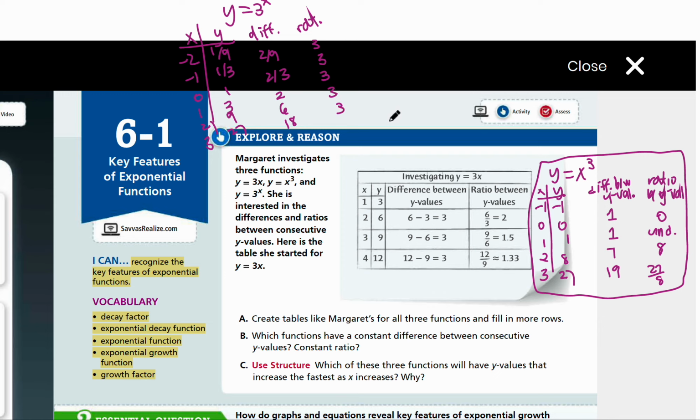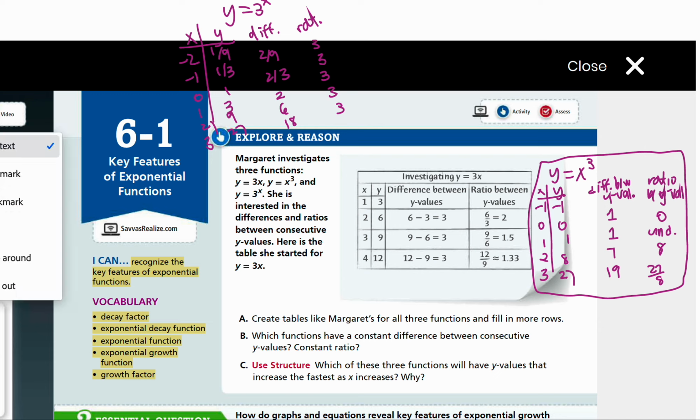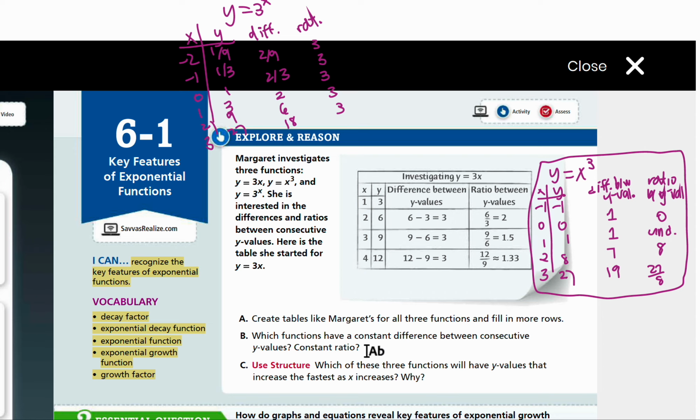So you notice something, right? Part B, which functions have a constant difference between consecutive y values? And what about a constant ratio? The difference between the y values would be the same for y equals 3x. For the x cubed function, the differences are all different. But 3 to the x power would have the same ratios between the y values, right? So what's happening here?